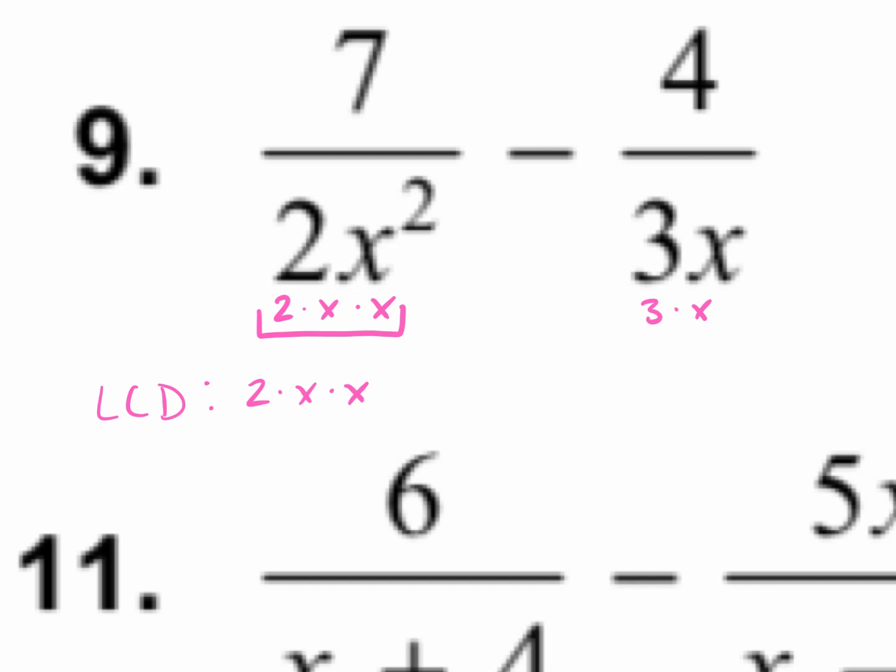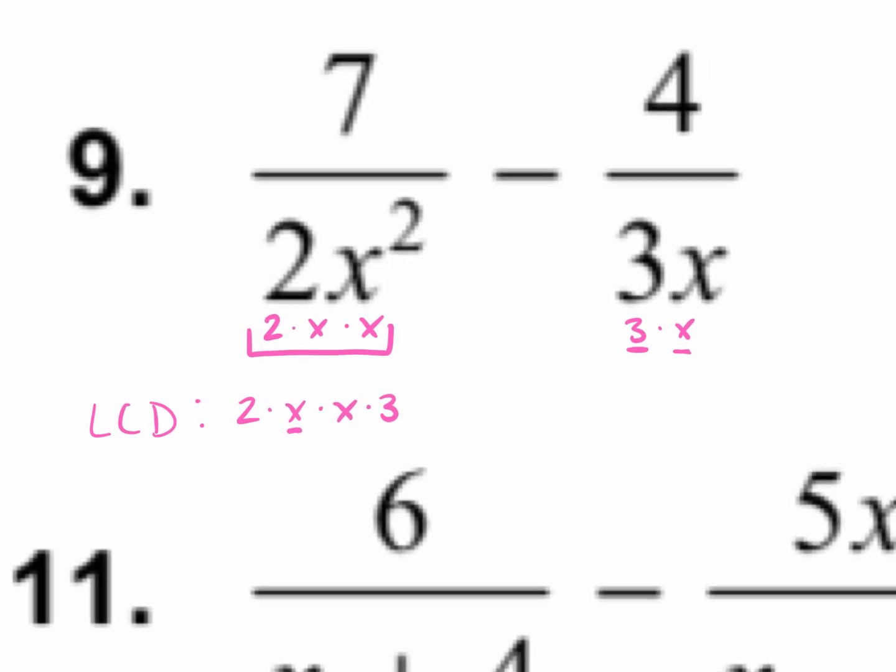And then from the second group, do I have a 3 on my list already? No, so I have to make sure I include a 3. Do I have an x on my list already? Yes, so I don't have to rewrite it again because I already have one there. And then if we simplify this, it would just be 6x squared because I multiply the 2 and the 3 together and then the x's together.